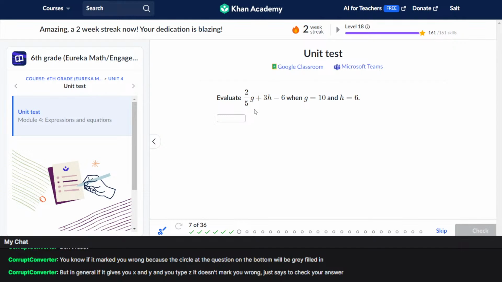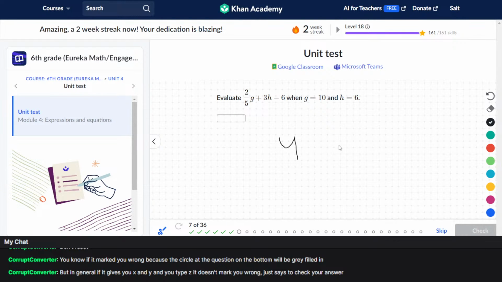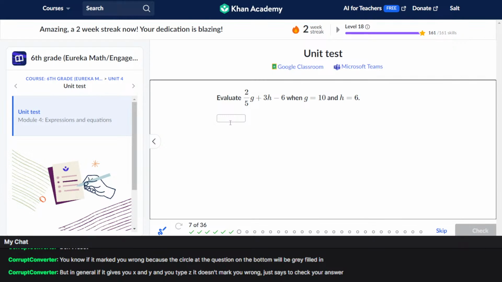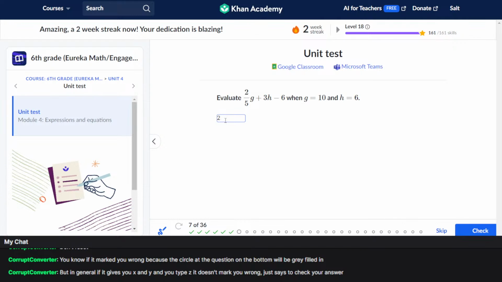G equals 10. It's a 4. H is 6. 4 plus is 18. Before I forget, 1 was 4. 1 was 18. Right. So 22 minus 6, I think. Oops. And then 16 is the final answer. Oh god, that was close.